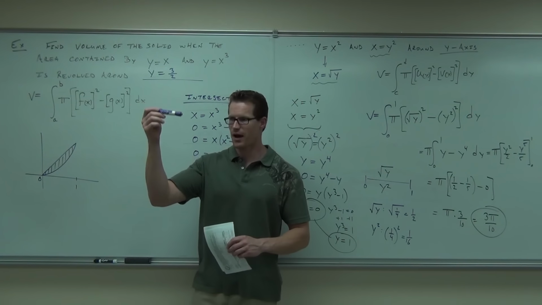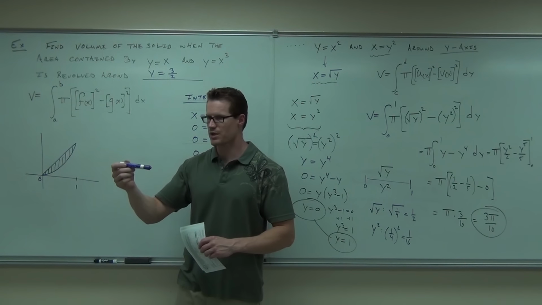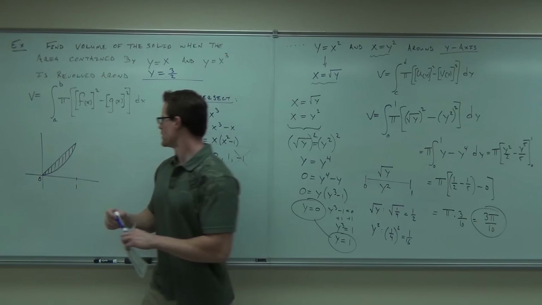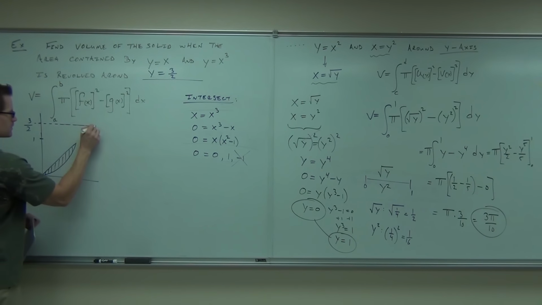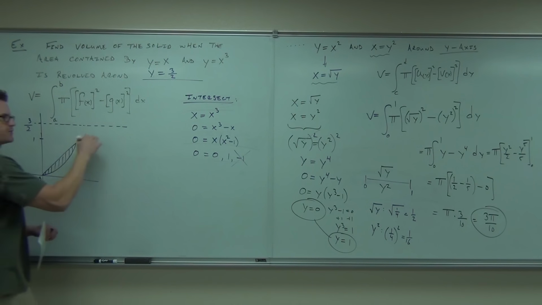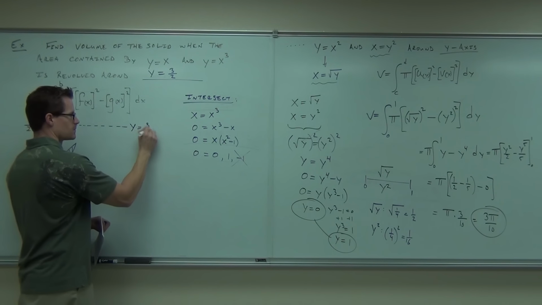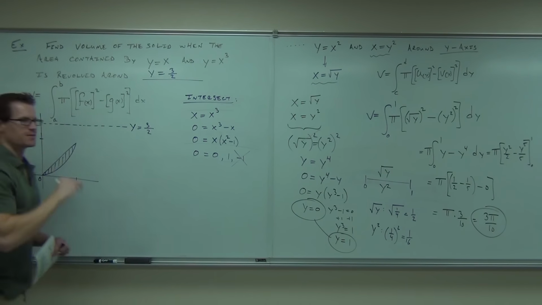Y equals 5 would be at 5. Y equals 2 would be at 2. Y equals 3 over 2 would be at 1.5. So if this is 1, which it is, what we're talking about is, can you revolve this figure around that, treating that like the axis?